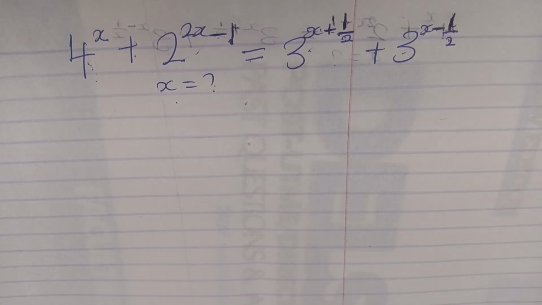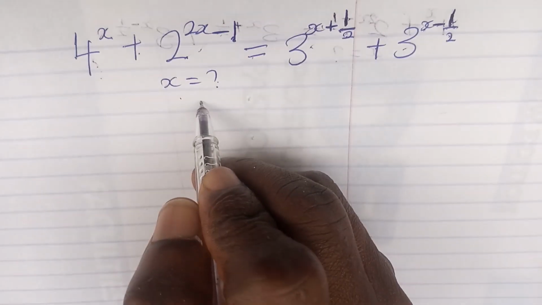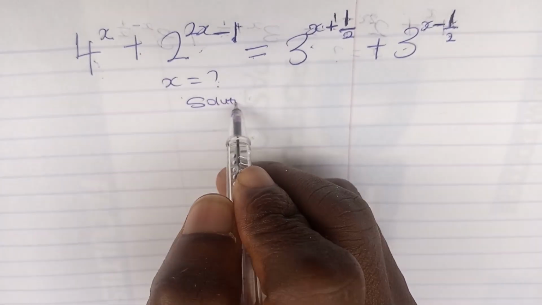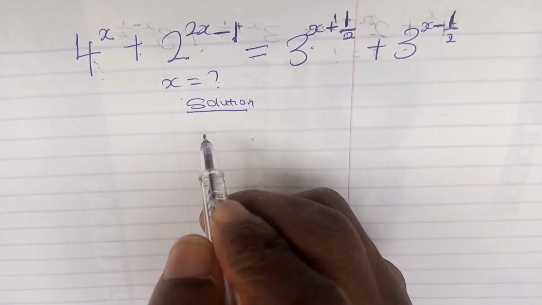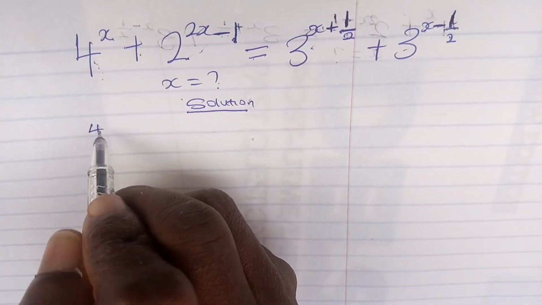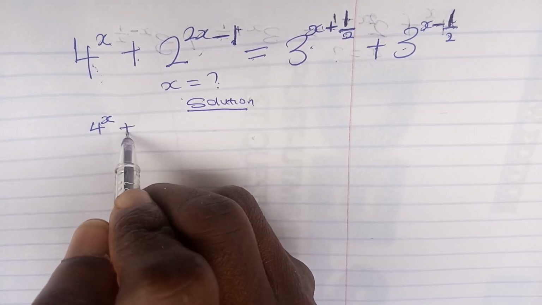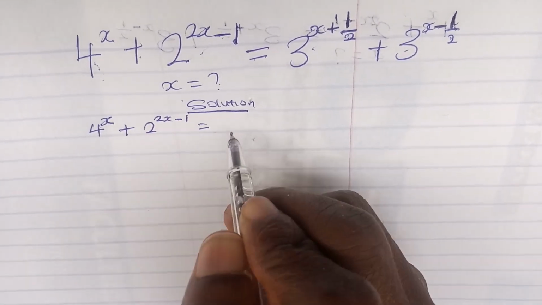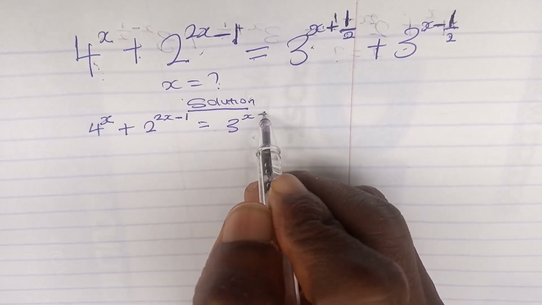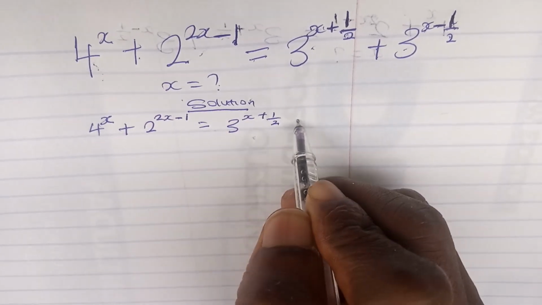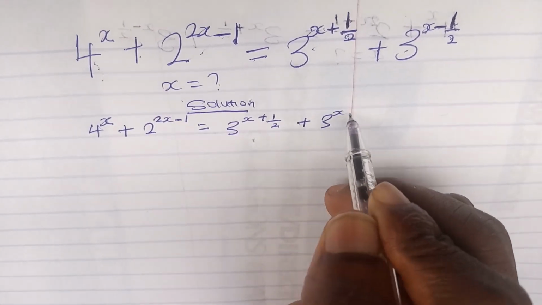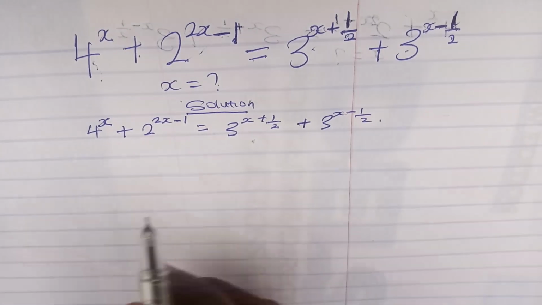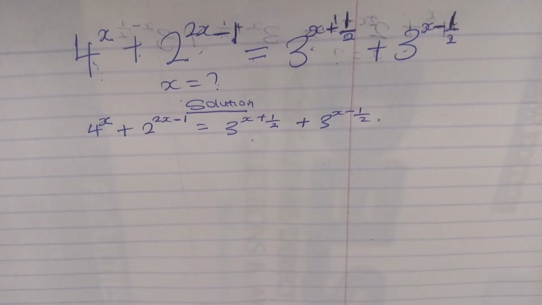So let's see how we can solve this nice challenge. So the first thing I can do is write the question. We say 4 to the power of x plus 2 to the power of 2x minus 1 equals 3 to the power of x plus 1 over 2 plus 3 to the power of x minus 1 over 2. Okay, having done this, what are we going to do?